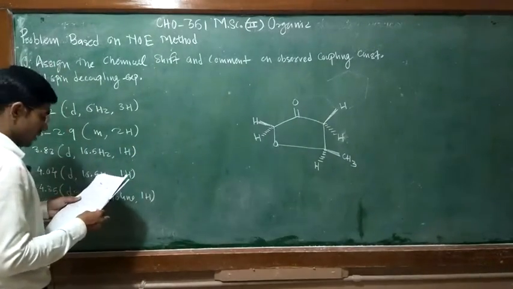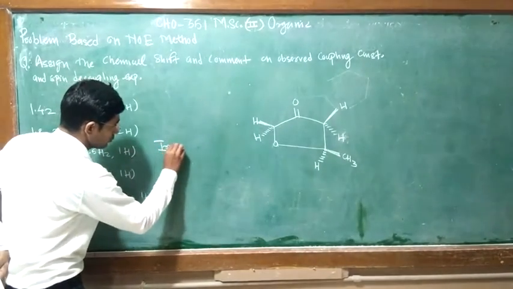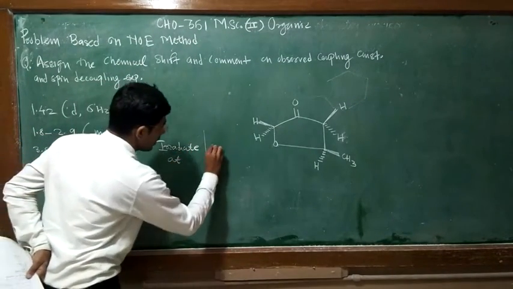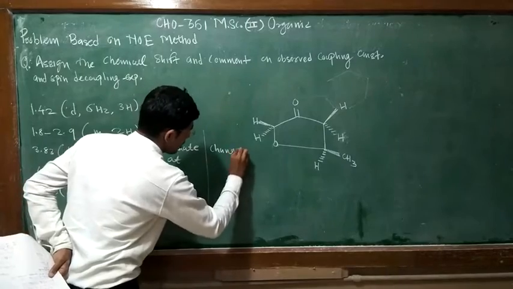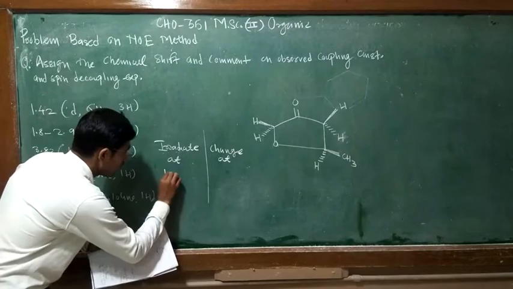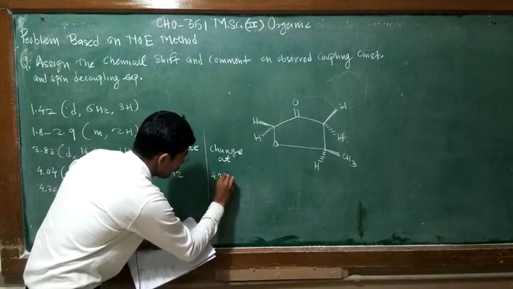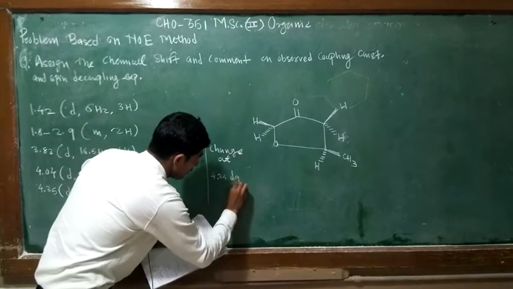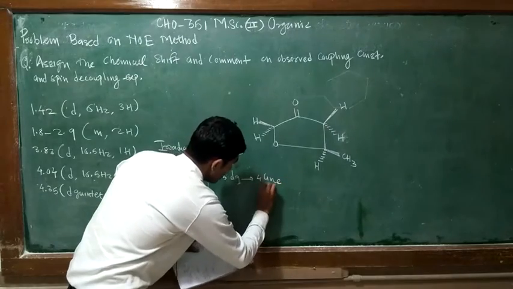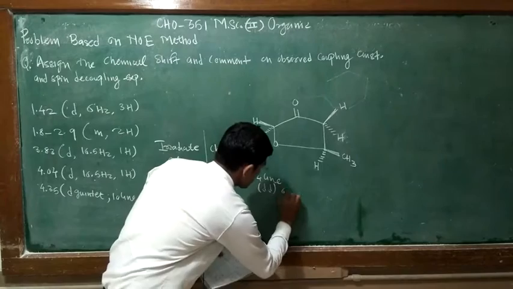Then, irradiate at and change at. So, with irradiation at 1.42, the signal at 4.35, doublet of quintet, changes into a 4-line doublet of doublet with 6 and 9 Hz.